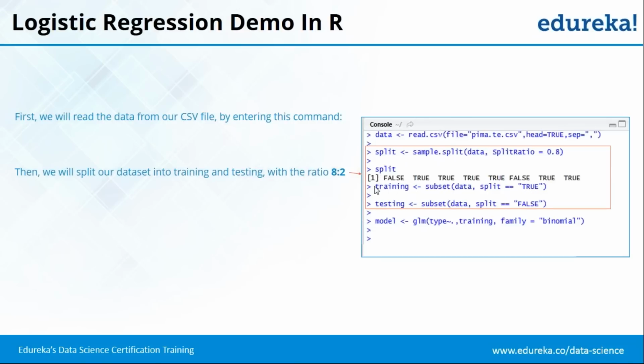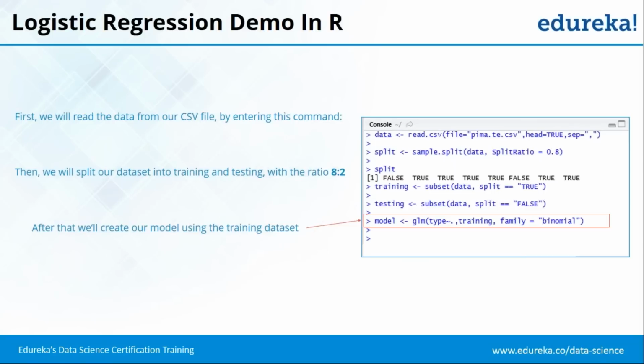Once I've said split, the next line is training. For my training data set, I'm saying the subset of data where the split value is true. So the 0.8 part of my data, which is true, I have assigned to the training variable, which is the training data set. Then for the testing data set, the subset of data in which the split is equal to false. That means the data which has been labeled as false will come under the testing data set, which is the 0.2 part of my data set. So this is how my splitting of the data set happens.